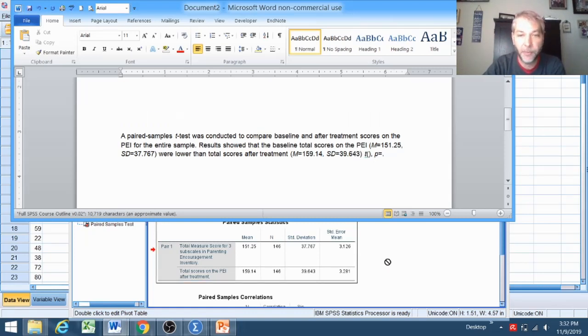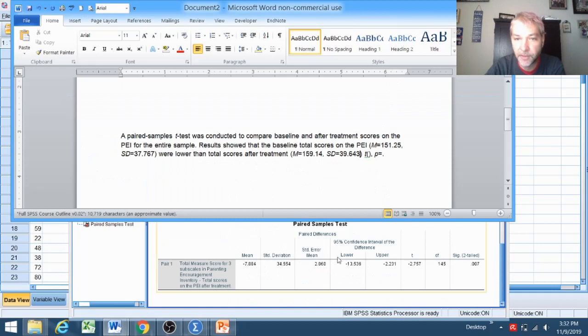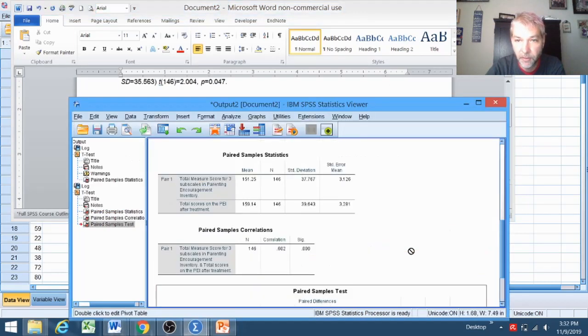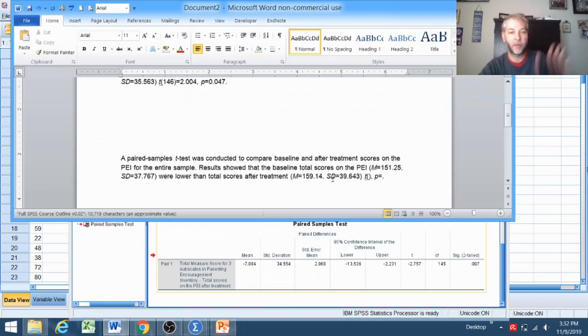And then again, as we see down here in our table, the mean difference, and I believe the standard deviation difference is, that's not our standard deviation difference. We're not going to worry about the standard deviation difference, but the mean difference, our readers can see the 151 and the 159 and change. The difference between those is our mean difference.